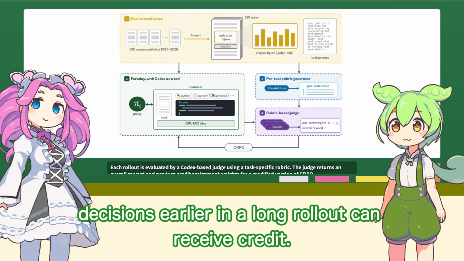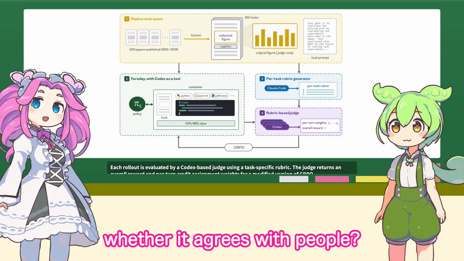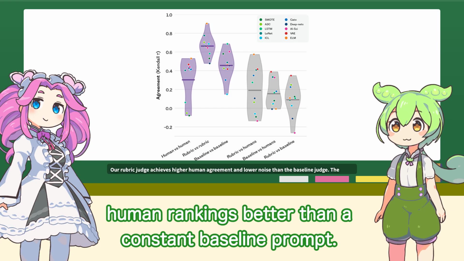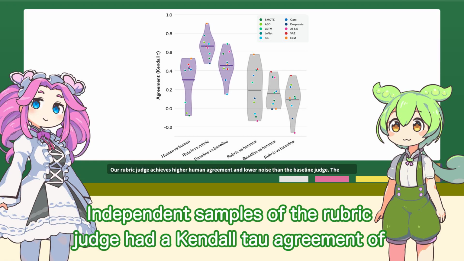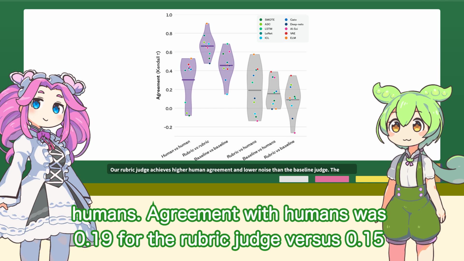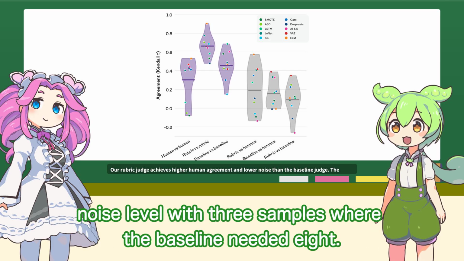Before trusting that reward for training, did the authors check whether it agrees with people? Yes, experts rank the same rollouts, and the rubric judge agreed with human rankings better than a constant baseline prompt. Independent samples of the rubric judge had a Kendall tau agreement of 0.66, compared with 0.46 for the baseline judge and 0.30 between humans. Agreement with humans was 0.19 for the rubric judge versus 0.15 for the baseline. The rubric judge was also less noisy.